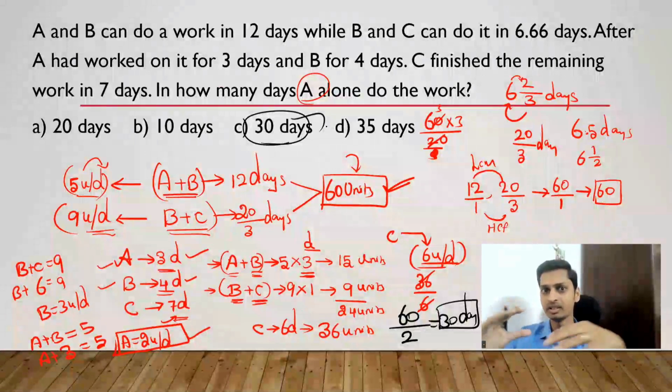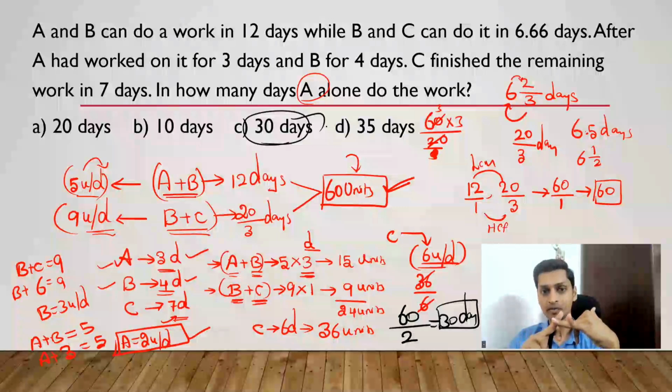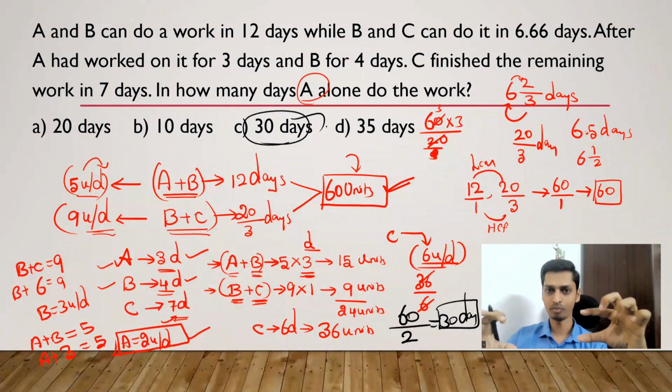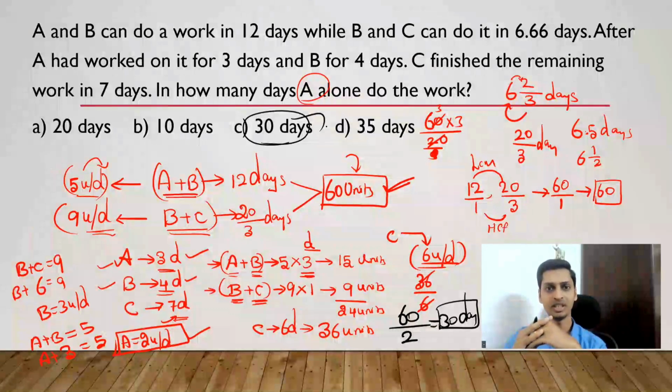I believe you are clear with the concept, right? When you have a group efficiency and you want to find the individual efficiency, you have to understand the analytical part of the problem. That is, what is the total work and what is the efficiency? Only then could you come up with the answer. So you need more practice on this kind of problems.